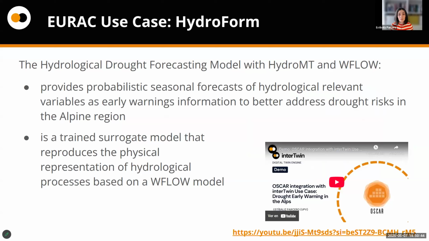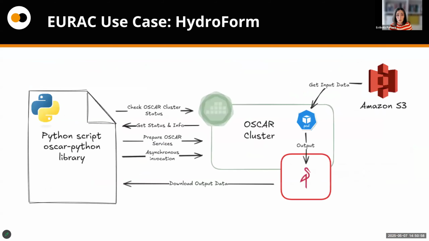We also developed this use case integration from EURAC. They are using the Hydroform for drought forecasting. Here you can see a demo of the execution. In this case, we are using a Python script. It was executed step by step in a Jupyter notebook to provide interactively some parameters like the authentication tokens. And the steps are very similar, but in this case, we employed input data directly from Amazon S3.